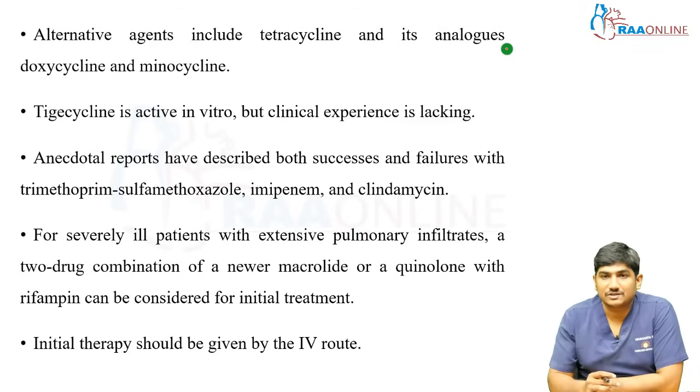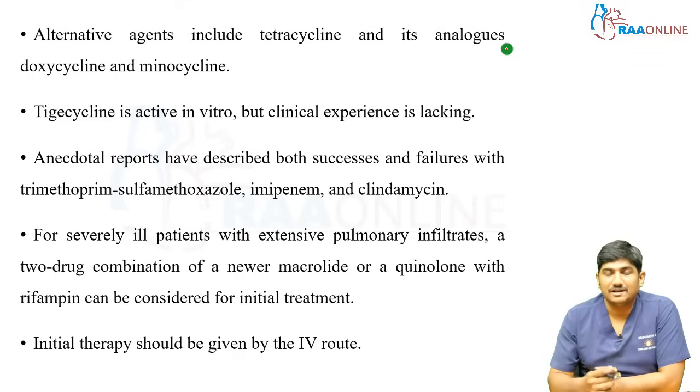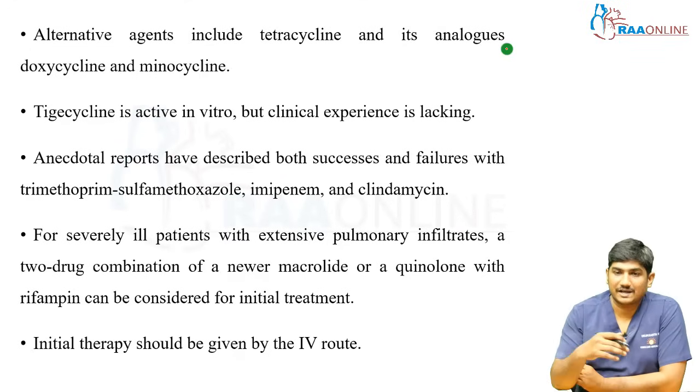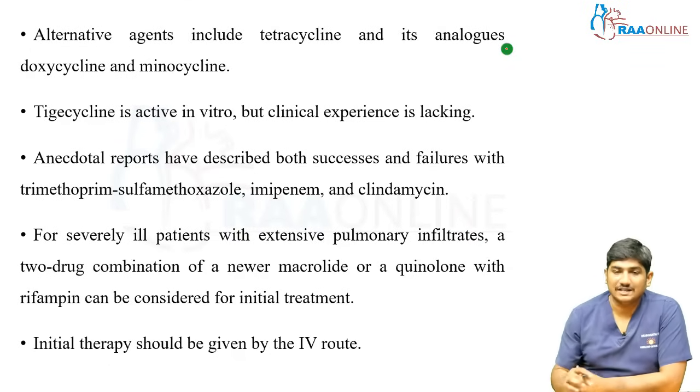So alternative agents are tetracycline, doxycycline, minocycline basically. Tigecycline is active in vitro, but clinical experience is quite lacking, though on a case-to-case basis it is also working fine. Anecdotal reports have described both success and failure with trimethoprim-sulfamethoxazole, imipenem, clindamycin and so on. For severely ill patients with extensive pulmonary infiltrates, a two-drug combination of a newer macrolide or a quinolone with rifampicin may be considered. And if the patient is sick, always start with the IV route.